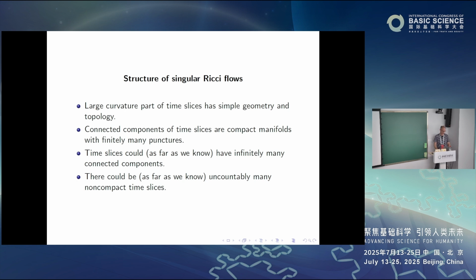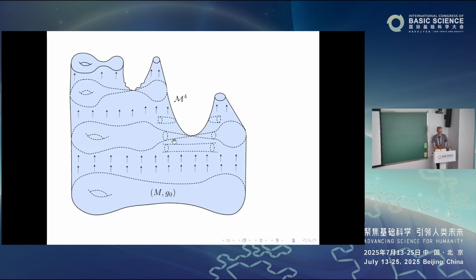A little bit more about what these things actually look like. If you look at the part of a time slice where the curvature is large, that's the region where the canonical neighborhood assumption holds, and following Perelman, you can show that these parts of the flow have very simple geometry and topology. Here, when the curvature starts getting big, you're entering an end of the manifold which is diffeomorphic to S2 cross the non-negative reals. Here, when the curvature is large, you're just seeing a spherical space form, and so on.